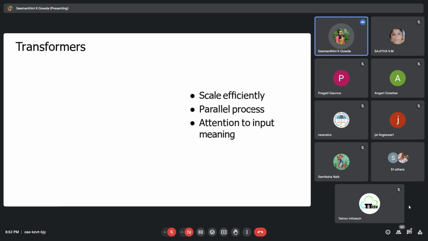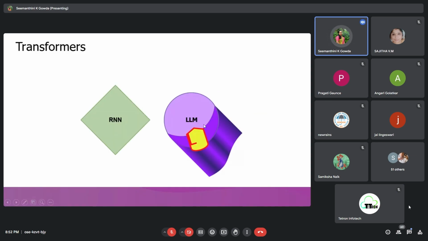Why do we use it? We can perform parallel processing operations. We can improve the scalability. These are the differences you can find with respect to the RNN and the CNN.